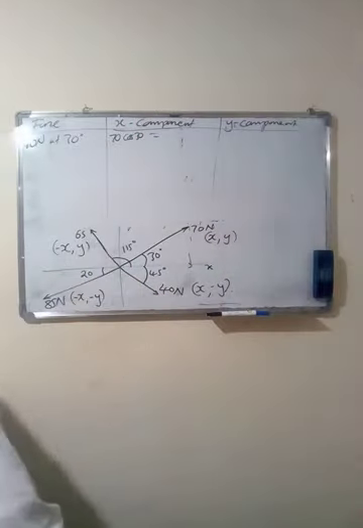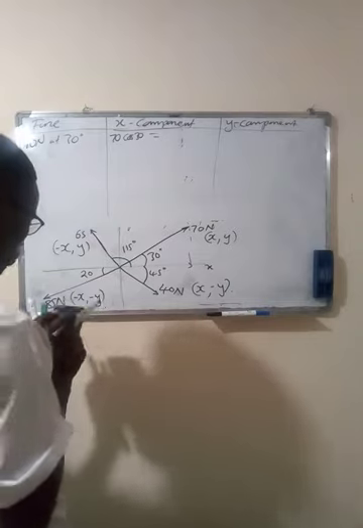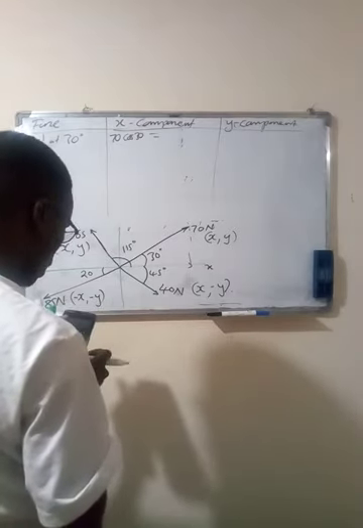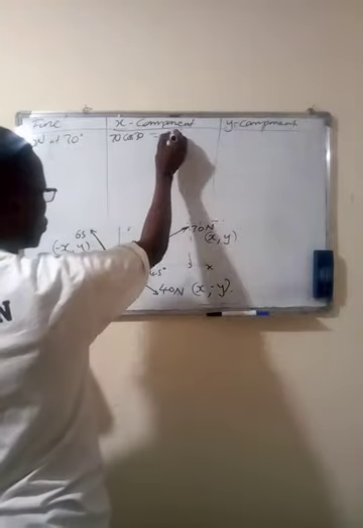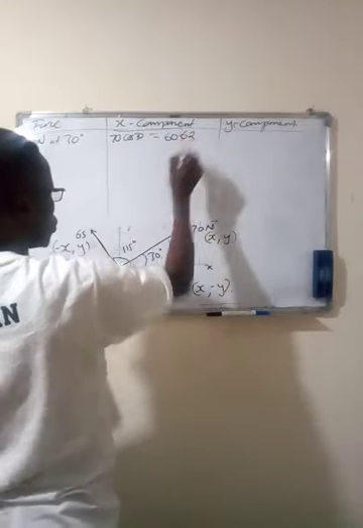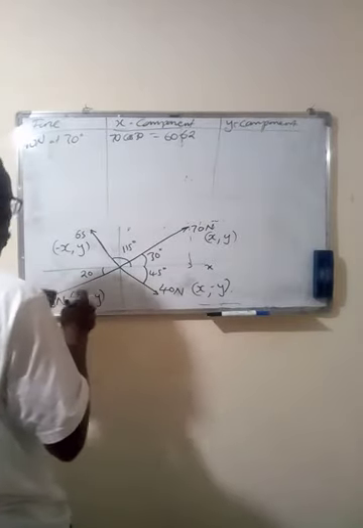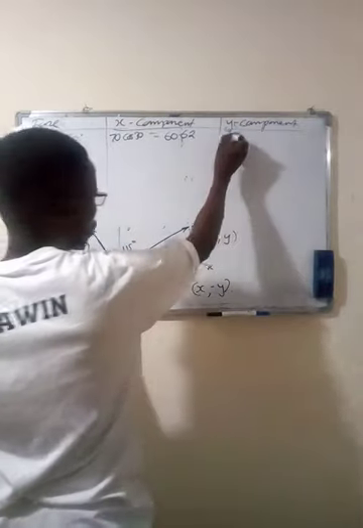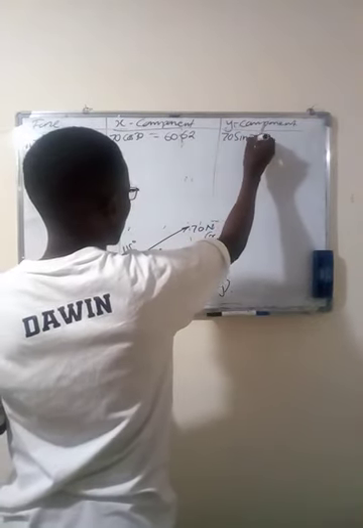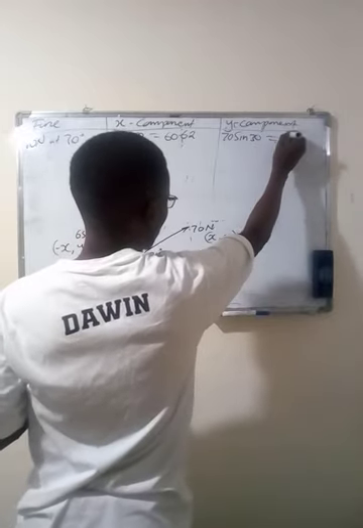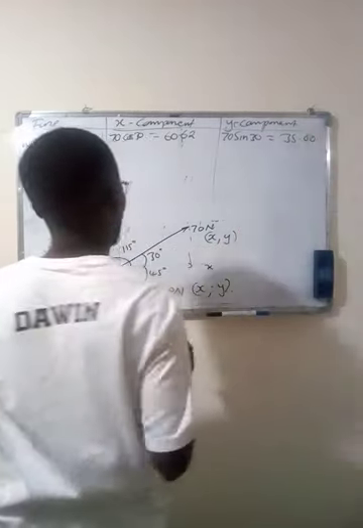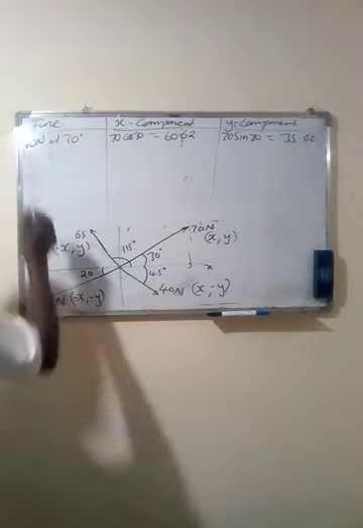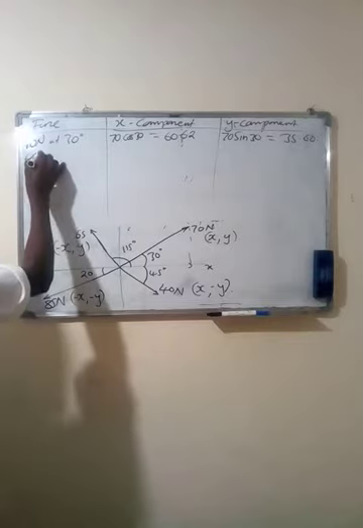Let me just punch in that. So 70 cos 30, that's 60.62 newtons, right? And then on the other hand, the y component is going to be 70 sine 30, which is obviously going to be 35.00 newtons.